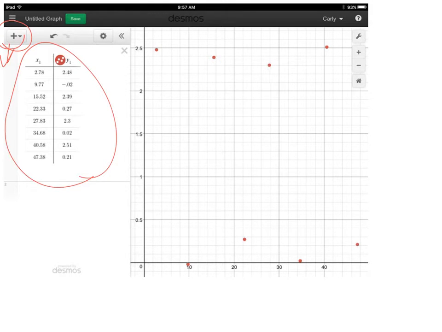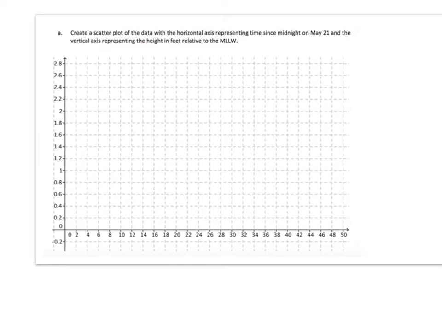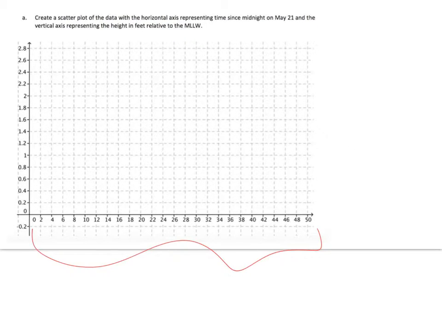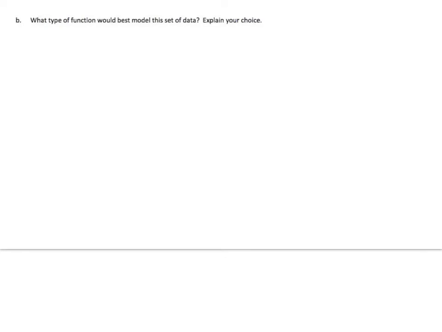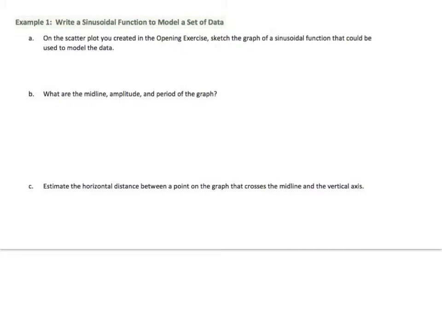Here's the graph paper they gave you in the book. Notice they went from 0 to 50, which is pretty close, and negative 2 up to 2.8, which we only need about 2.5, but you can use this to graph it too. I actually didn't even have this at home, so we did that. All right, example 1: write a sinusoidal function to model a set of data.